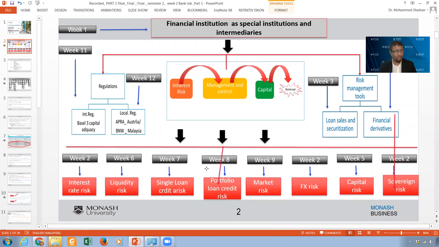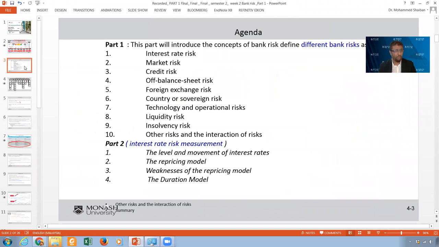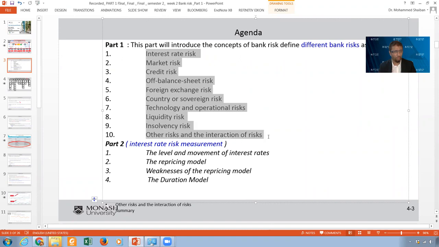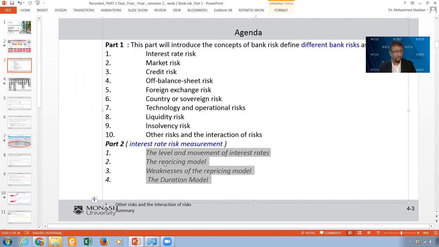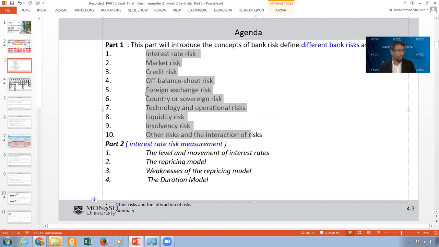And as you can see, whether we are talking about the regulation in this part or the risk management in this part, we're also dividing the weeks accordingly. This is each week and where we are going to study this risk. We'll talk about it later on. Now, coming to my agenda, this is the interest rate risk. This is what we are going to talk about in the first part, and this is what we are going to do in the second part. So in the second part, we'll talk about the interest rate risk. And in the first part, as I said, only defining those risks.